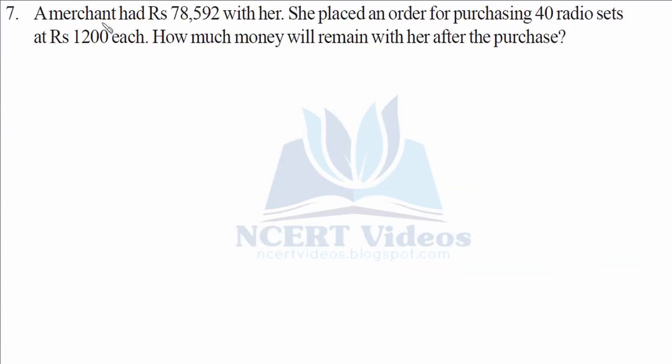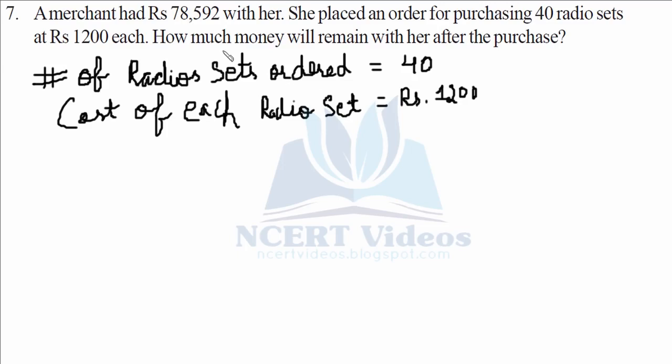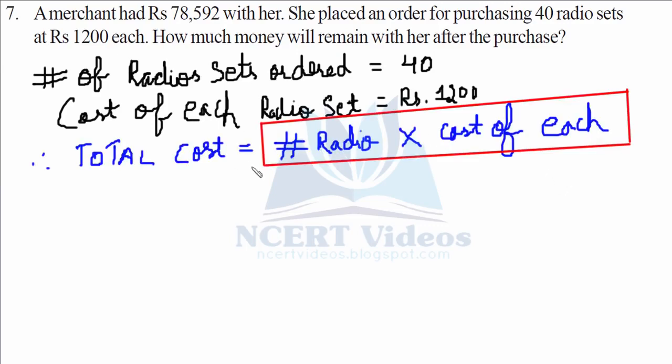Seventh part. A merchant had this much with her. She placed an order for purchasing 40 radio sets at 1,200 each. How much money will remain with her after the purchase? So in order to calculate this, first of all, we will have to know the total cost of the radios. So total cost can be calculated by multiplying 40 into 1,200. That is number of radios into cost of each. That gives us total cost. That is a multiplication problem. So we'll find total cost, that is 1,200 into 40.